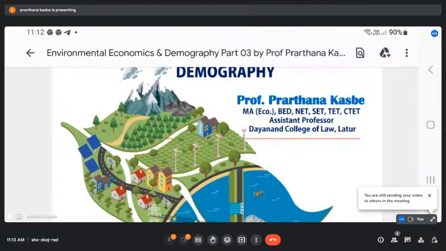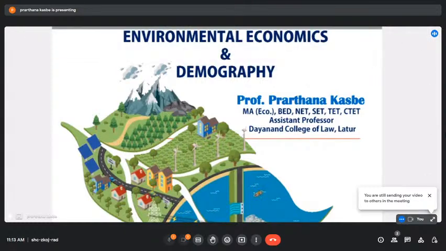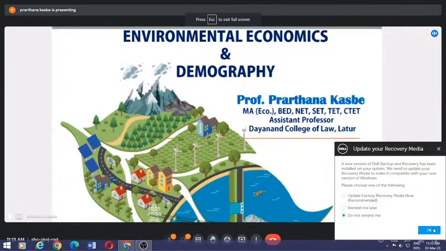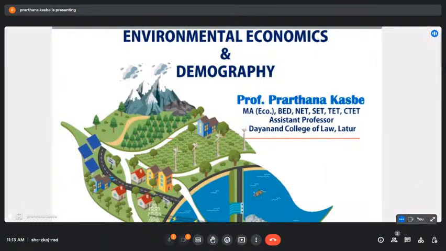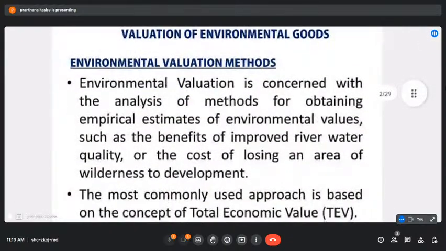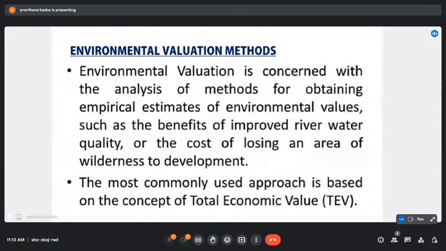Good morning, everyone. Last two lectures we have discussed the environmental economics and demography part. In that, firstly, we discussed the environment as a public good. पर्यावरण हे कशा पद्धतीने सार्वजनिक वस्तू आहे. And then we discussed market failure and the Coase theorem. Last lecture we discussed cost benefit analysis and the compensation criteria. And today we will discuss the valuation of environmental goods, the valuation methods and techniques regarding environmental valuation.